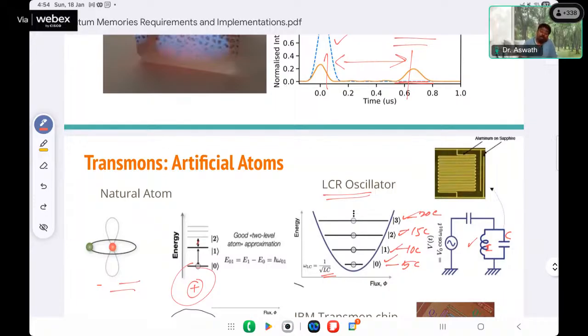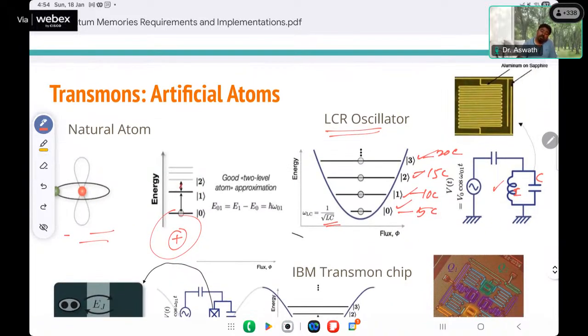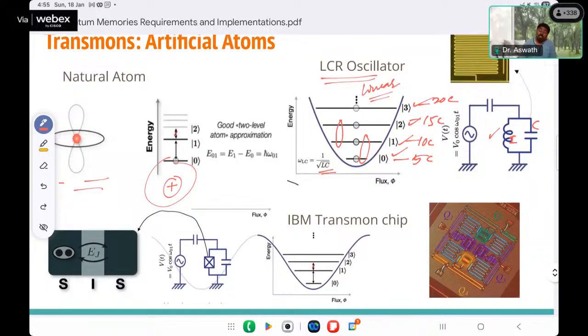The only problem here is that the states are equally spaced. Whenever I try to create a qubit out of any two states, there is a possibility of that information being lost to some other two states, because they're equally spaced. It's called linear separation. So I need to bring some non-linearity into it. How to create it? People thought, can we replace the capacitor? Or can I replace the inductor with something else?